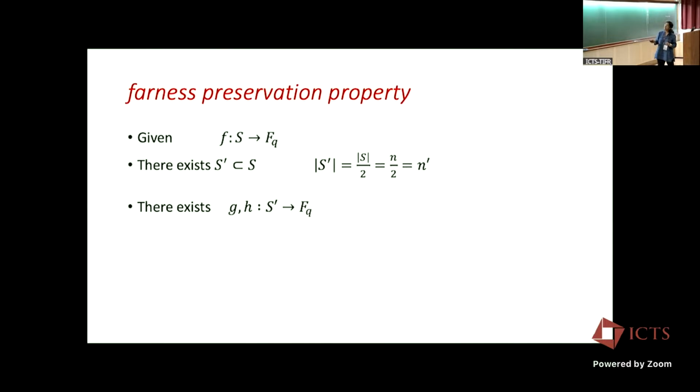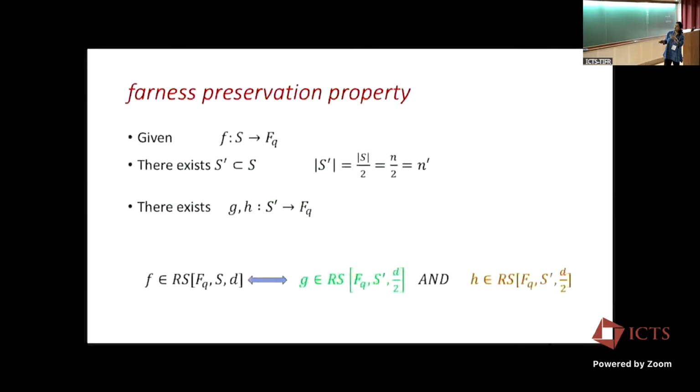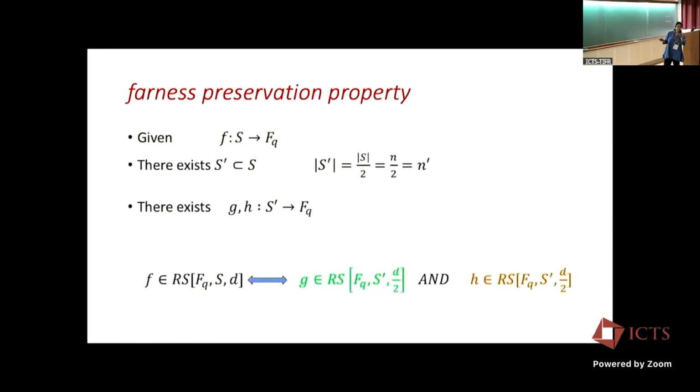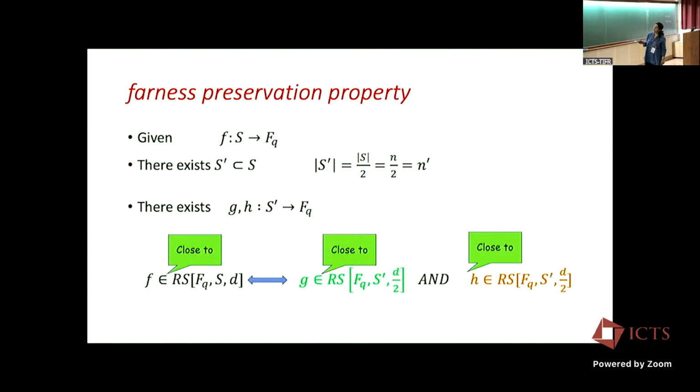Okay, so we started with a function F on a domain S, and we found a domain of half the size, and we first found these two functions G and H, where if F was a Reed-Solomon code word, then G and H are also Reed-Solomon code words on this smaller domain of half the size and of degree also half the size. And it's not hard to see that if F is close to Reed-Solomon codes, then G and H are also close to Reed-Solomon codes. And if G and H are close to Reed-Solomon codes, then so is F. You might lose a factor of 2, but let's not worry about that for now.